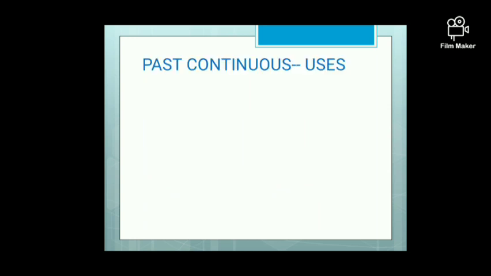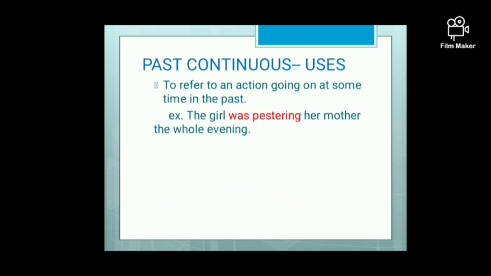Now, let's move on to the second form of past tense, past continuous tense uses. We use it to refer to an action going on at some time in the past. Let's look at the example. The girl was pestering her mother the whole evening.